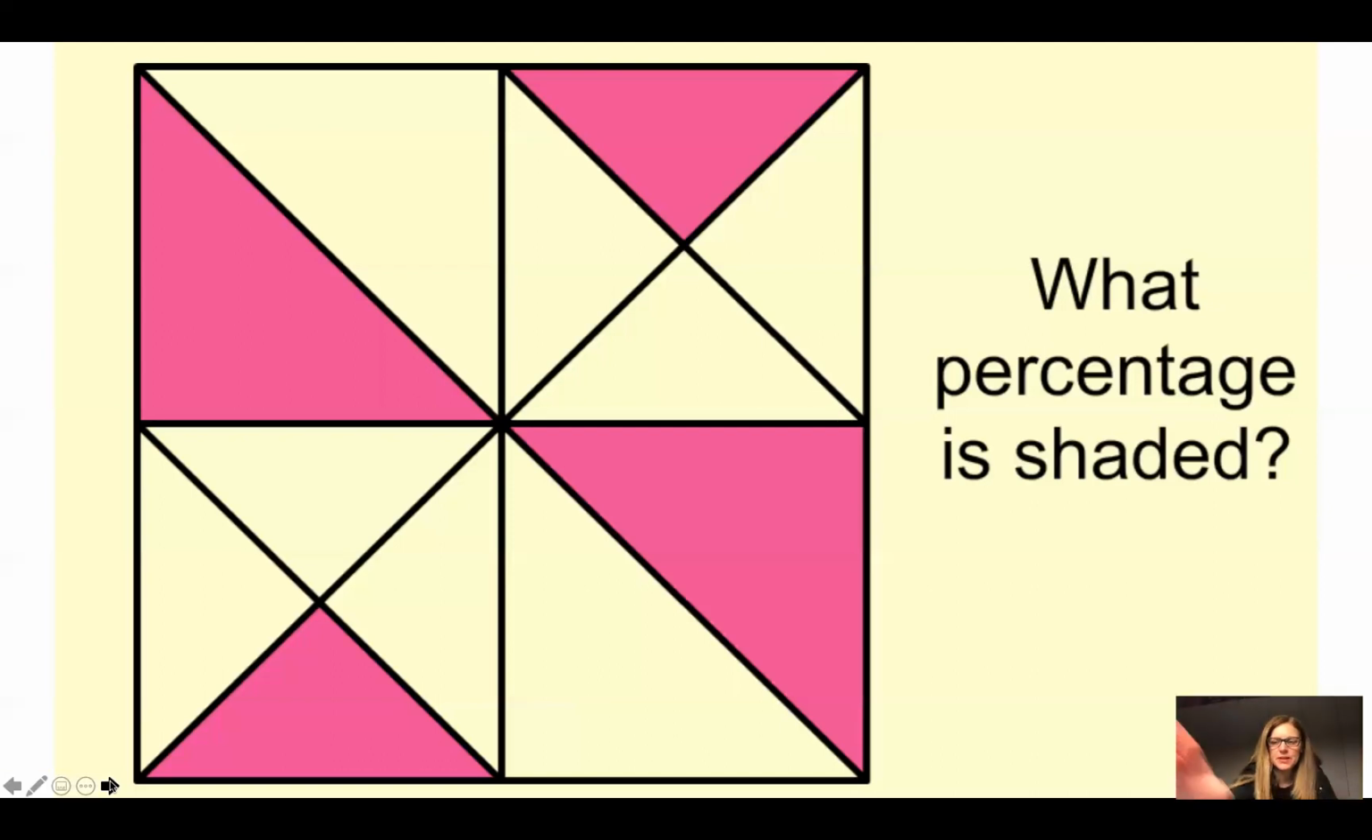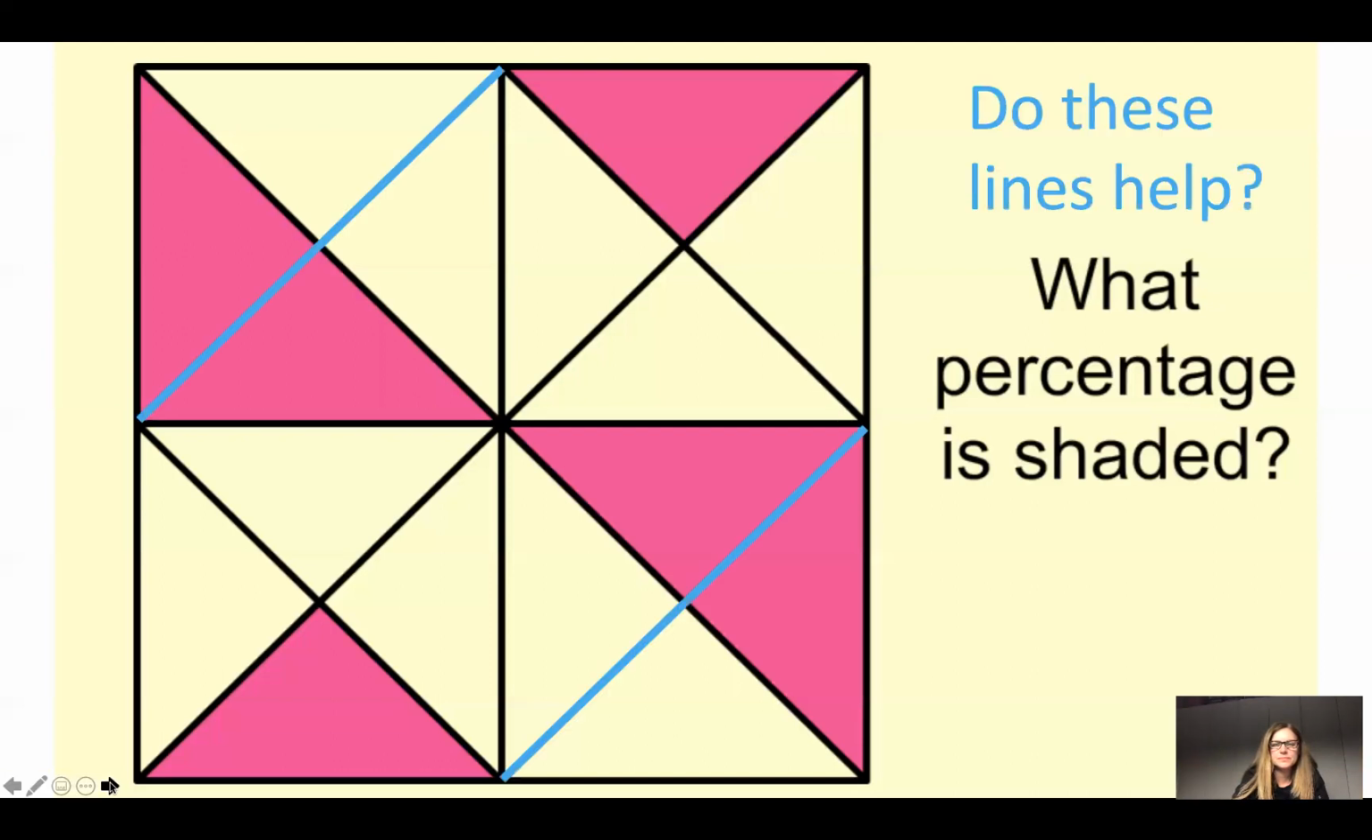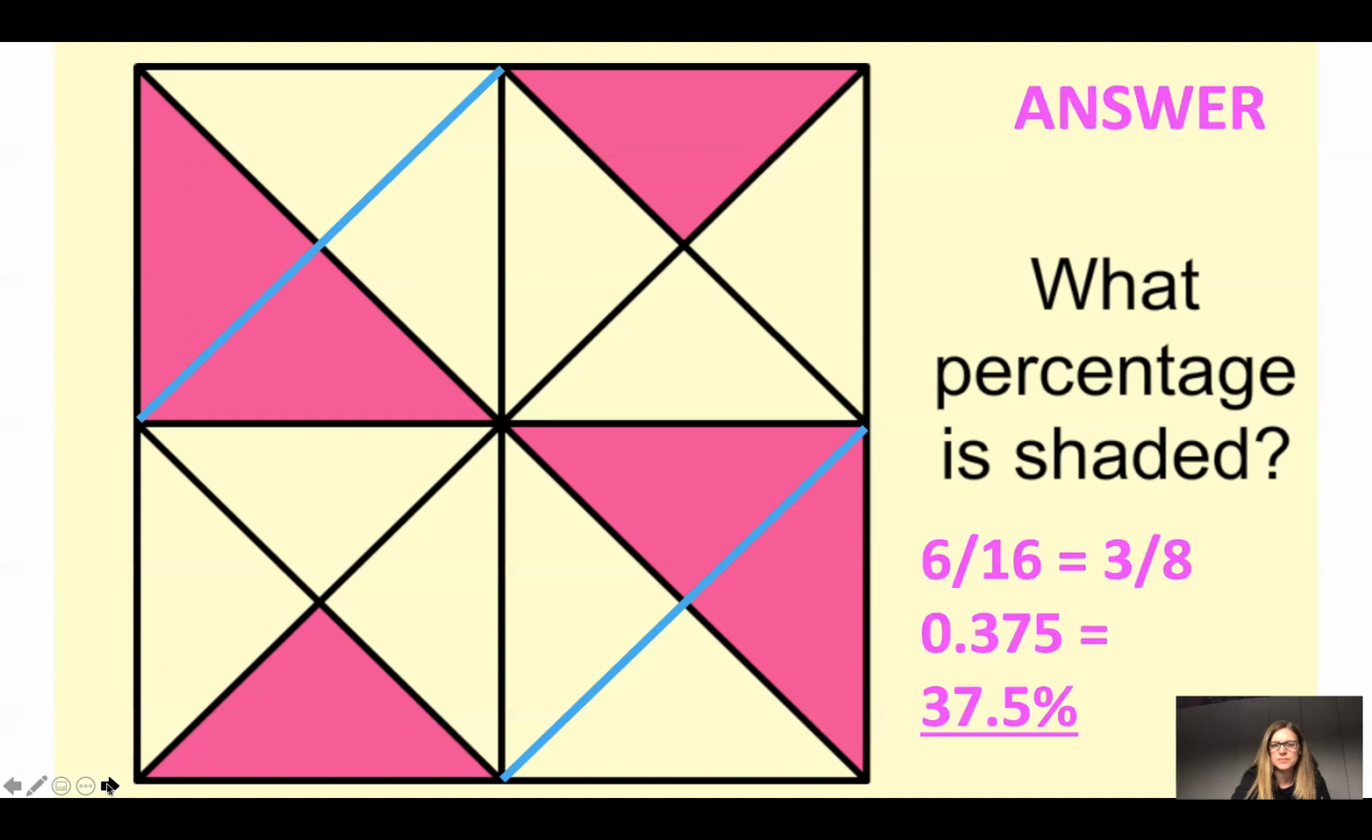Time's up. Let's take a look at this one. Right, can you see what I've done here? Remember what I said about equal parts. It's really important when we're working out fractions and percentages that we are cutting our shape into equal parts. So we now have 6 small triangles shaded out of a total of 16. Simplifies down to 3/8, same as before, 37.5%.